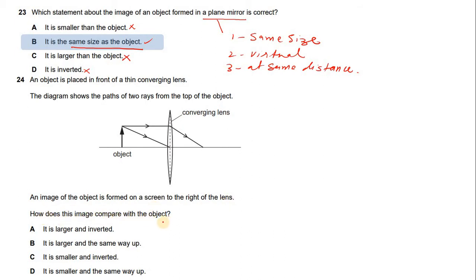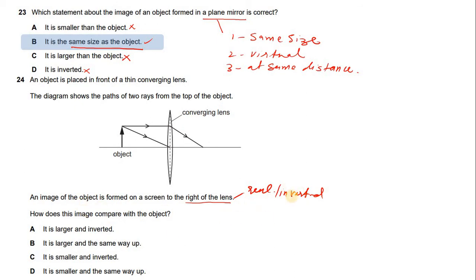So first of all, the image is formed on the other side of the lens. One side is the object, and the image is formed on the other side. So the image will always be real, real and inverted. If the image is formed on the other side of the lens compared to the object, we always have an inverted image.